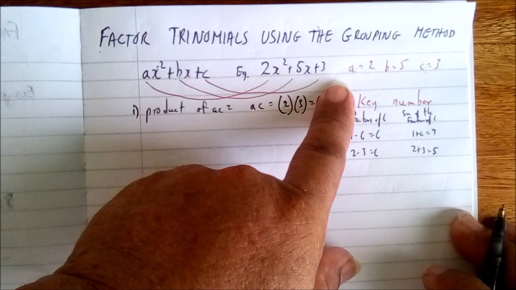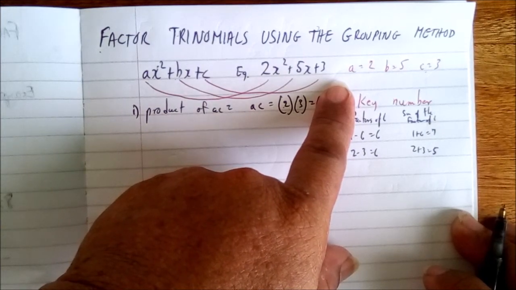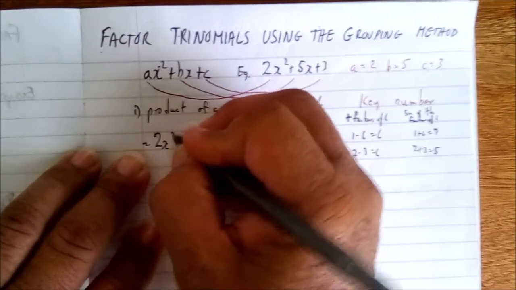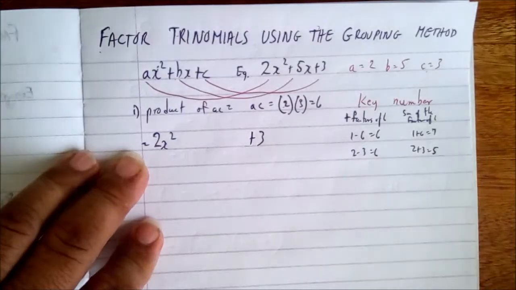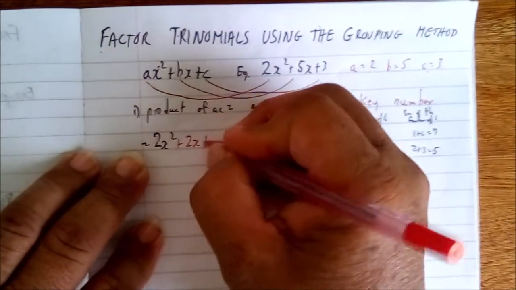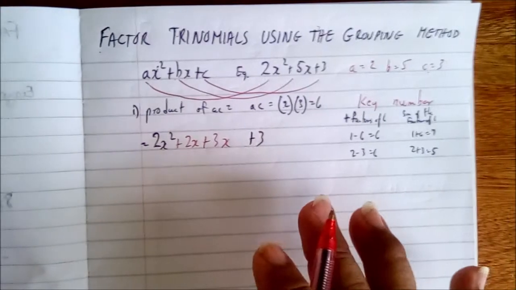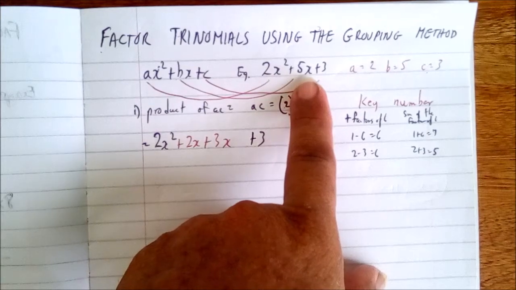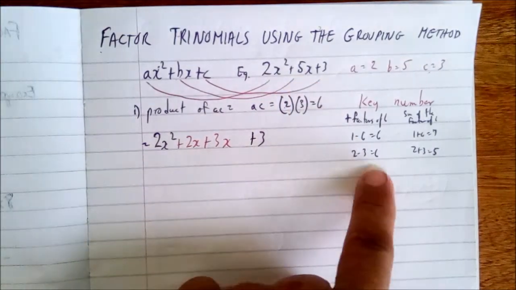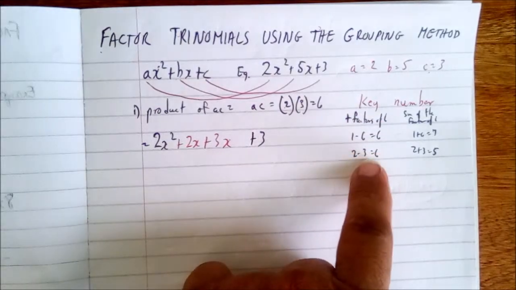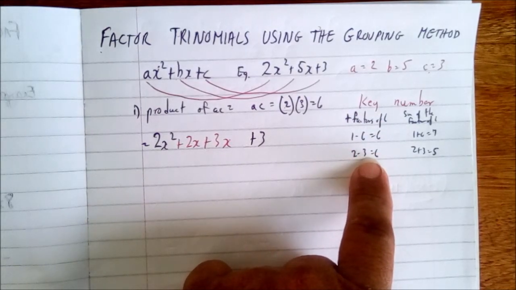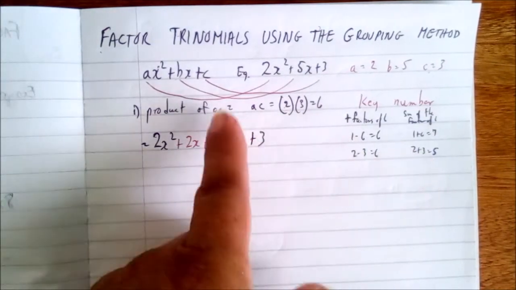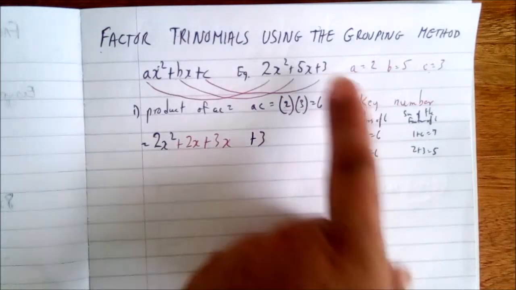So what does that mean? It simply means that we continue the step here. We put 2x squared and positive 3, and in between we write 2x plus 3x if those are the correct combination, because together they give us the middle term, which is 5x. So those are possible values. Remember, the A and the C give us the 6, and the two middle terms give us the 5.